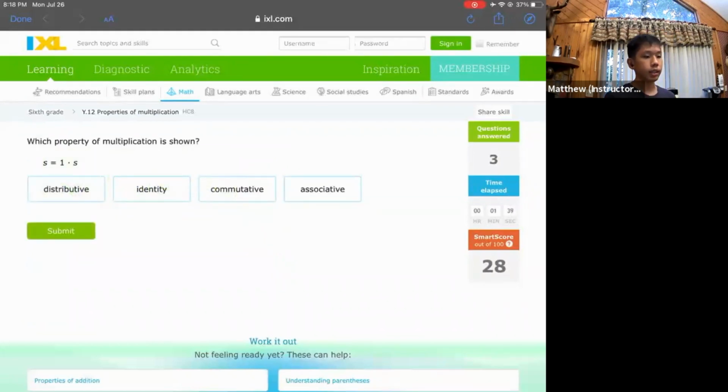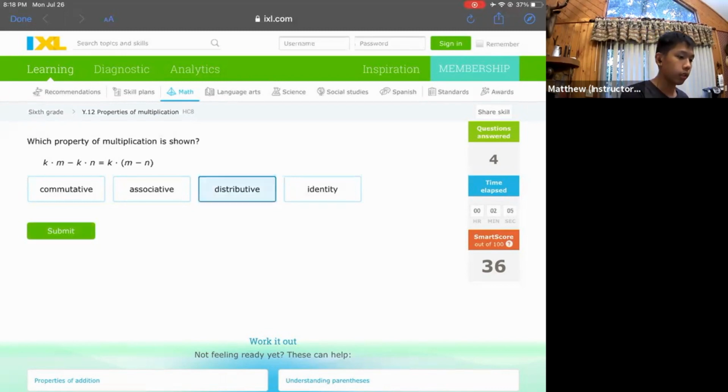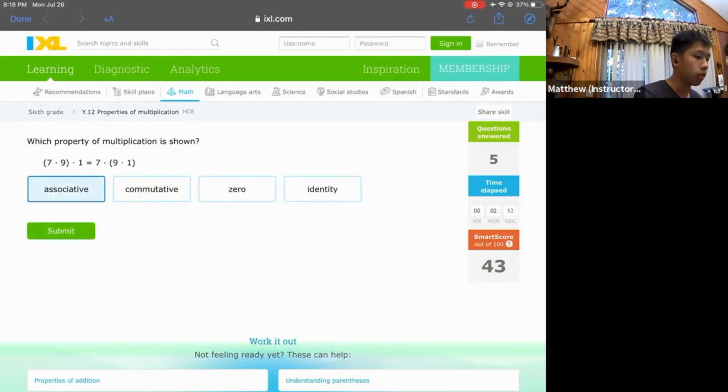What about this? S equals S times S. Well, S is equal to S, so this is identity. But K times M minus K times N is equal to K times M minus N. As we know, A times B plus C is equal to A times B plus A times C, so this will be distributive. Let's keep going. 7 times 9 times 1 is equal to 7 times 9 times 1. This will be associative, as only the parentheses are moved.